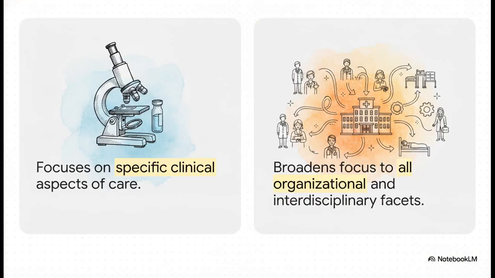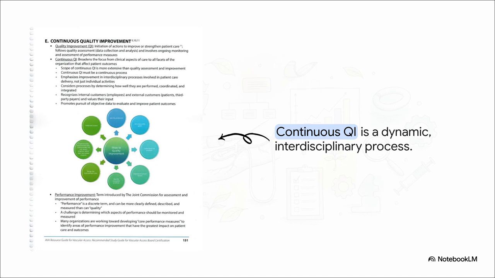But we can actually take this a step further. We hear QI a lot, but we also hear continuous QI. So what's the difference? Well, standard quality improvement tends to focus on specific clinical aspects of care, like a single task or maybe a localized issue. Continuous QI, on the other hand, broadens that focus. It encompasses all the organizational facets and interdisciplinary processes that affect patient outcomes. It recognizes that vascular access doesn't happen in a vacuum. It involves internal folks, like your fellow employees, and external customers, like the patients themselves and third-party payers. Everyone's input is valued.